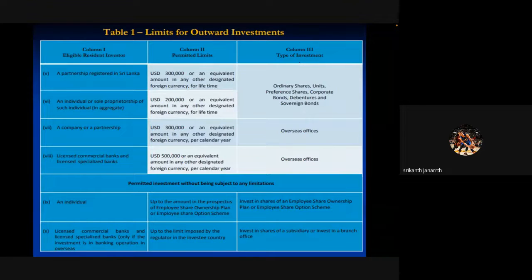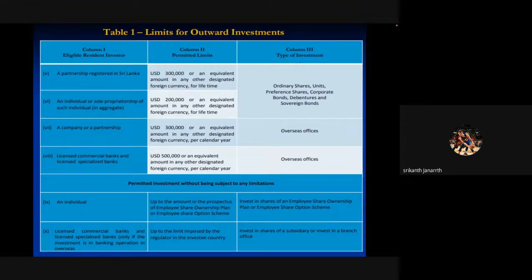Then licensed banks and licensed specialized banks are permitted 500,000 per calendar year to maintain their offices overseas, right? Bank offices are a little more sophisticated, and they want more money to maintain their offices, 500,000, right? Then you can see permitted investment without being subject to any limitation. So you wonder, what is this? We are talking about all investment under limitation.